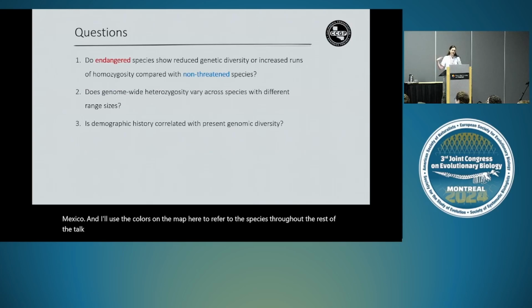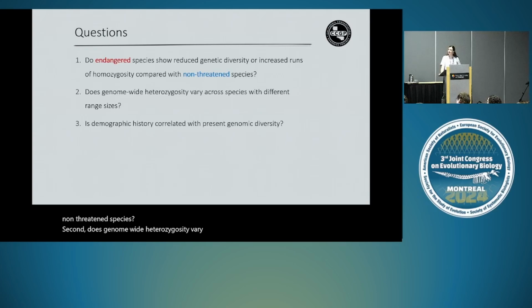Okay, so with these kangaroo rats, I'm going to explore 3 questions. First, do the endangered species show reduced genetic diversity or increased runs of homozygosity compared with non-threatened species? Second, does genome-wide heterozygosity vary across species with different range sizes? And third, how does demographic history and past effective population size correlate with present genomic diversity?